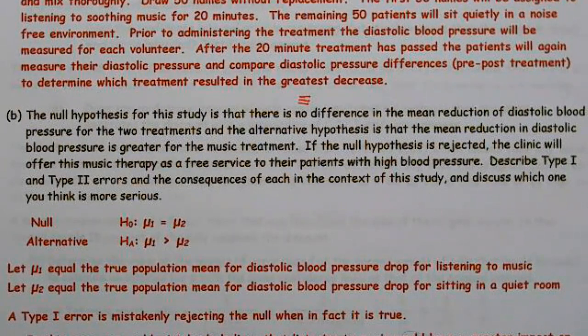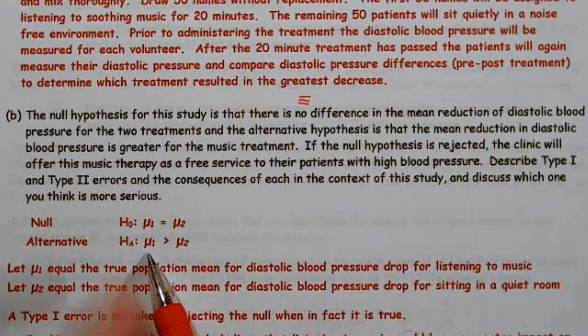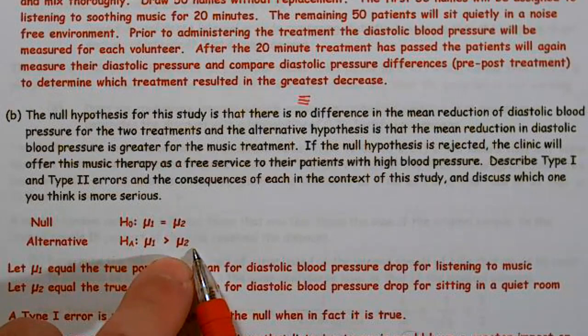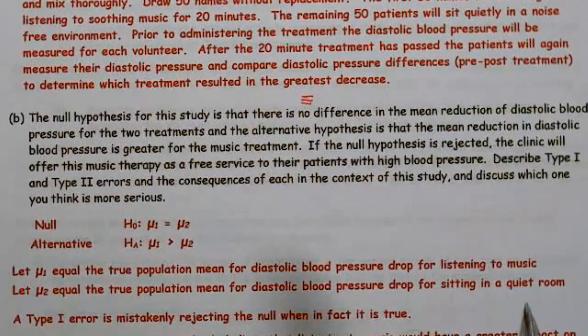Describe type 1 and type 2 errors and the consequences of each in the context of the study, and discuss which one you think is more serious. Well, mu1 in my case was listening to the music, and mu2 was sitting in a quiet room. And we wanted to know if music had a greater diastolic blood pressure drop than just sitting in a quiet room. So that's what that means.